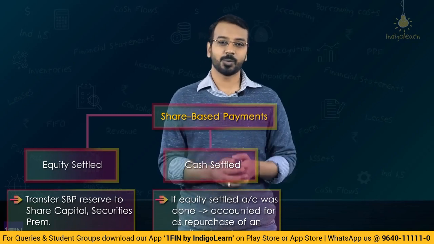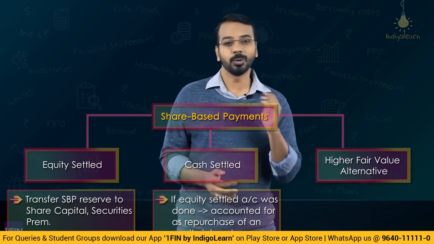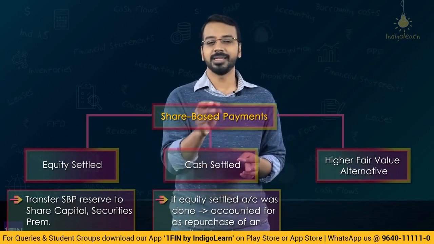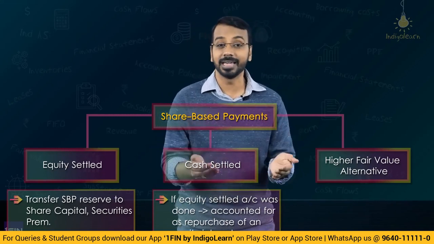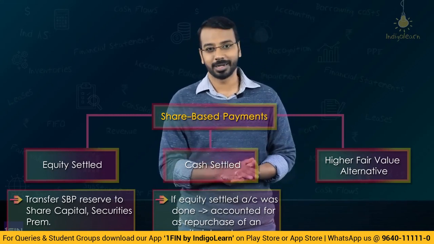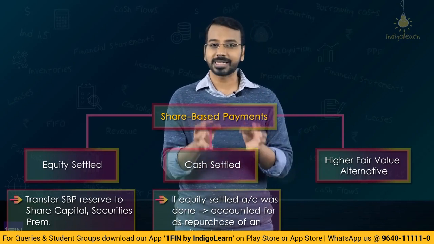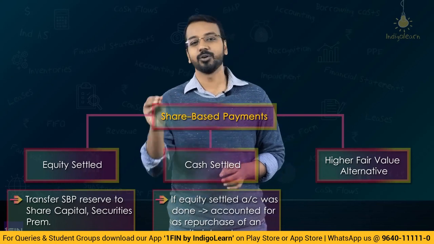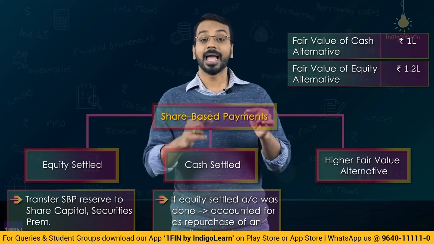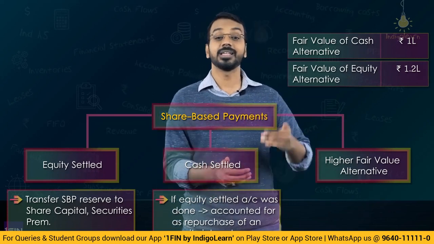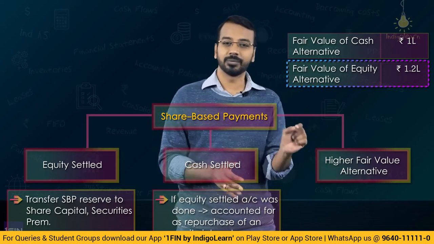So, that is the second scenario. Now, the third scenario that is possible is that the entity decides to go with a higher fair value alternative, meaning to say the entity sees the fair value of cash alternative and fair value of equity alternative, and whichever is higher, the entity chooses that particular alternative. Generally it may not happen, but a scenario like this may be possible. So, what the standard says is, say for example, the fair value of cash alternative is 1 lakh and the fair value of equity alternative is 1,20,000, and because the fair value of equity alternative is higher, the entity has decided to issue equity shares or go with the equity alternative.